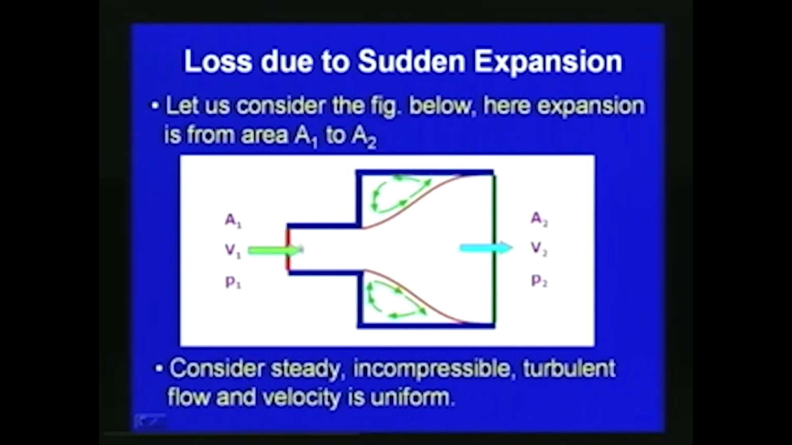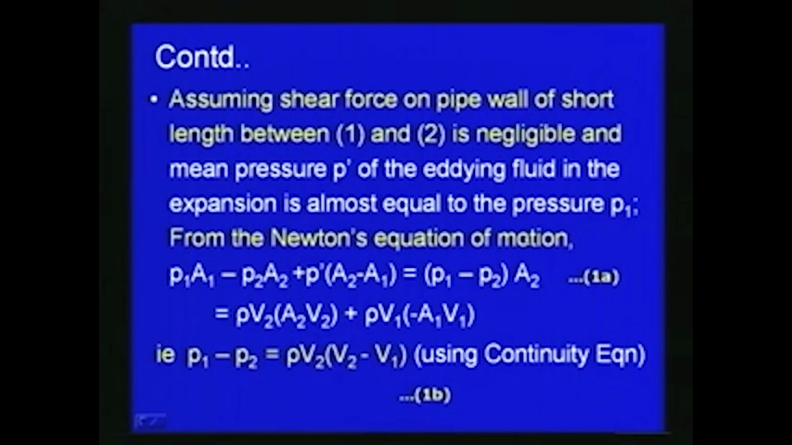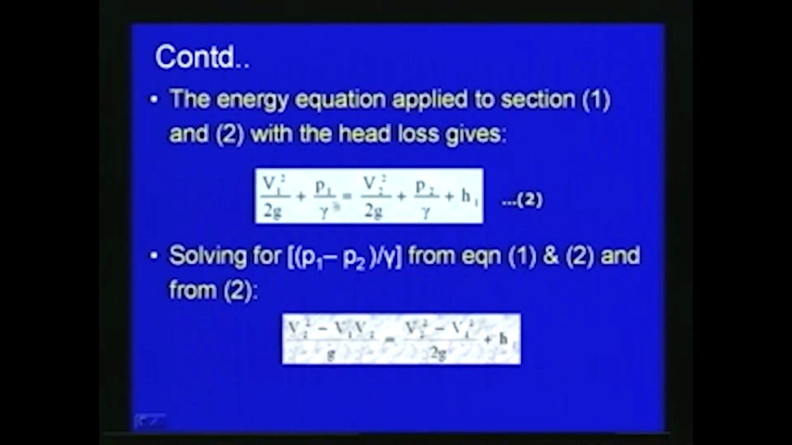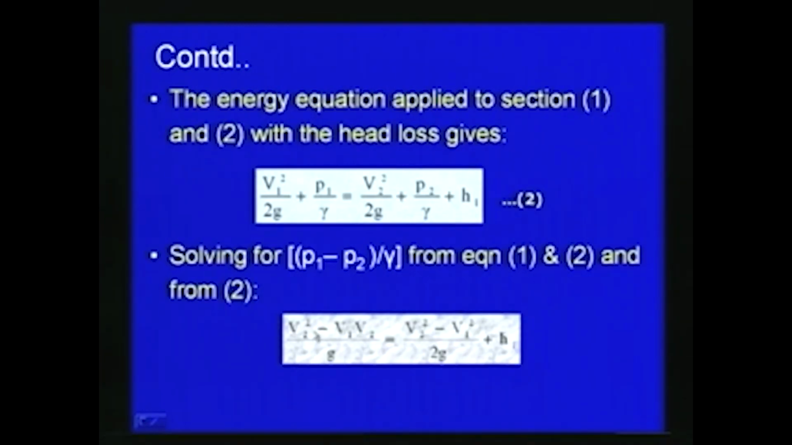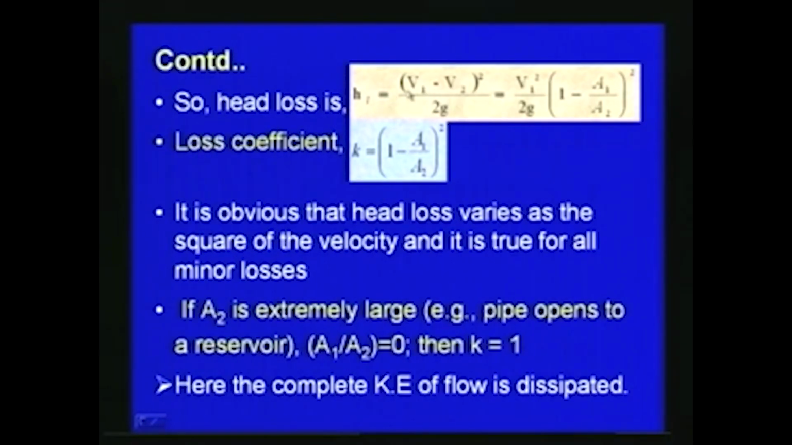So, here between this section and this section, if HL is the head loss, we get V1 square by 2g plus P1 by gamma is equal to V2 square by 2g plus P2 by gamma plus HL. Now, solving for (P1 minus P2) by gamma from this equation, and using equations 1a, 1b and equation number 2, we can write (V2 square minus V1 V2) by g is equal to (V2 square minus V1 square) by 2g plus HL. So, finally, we get the head loss HL is equal to (V1 minus V2) all square by 2g.